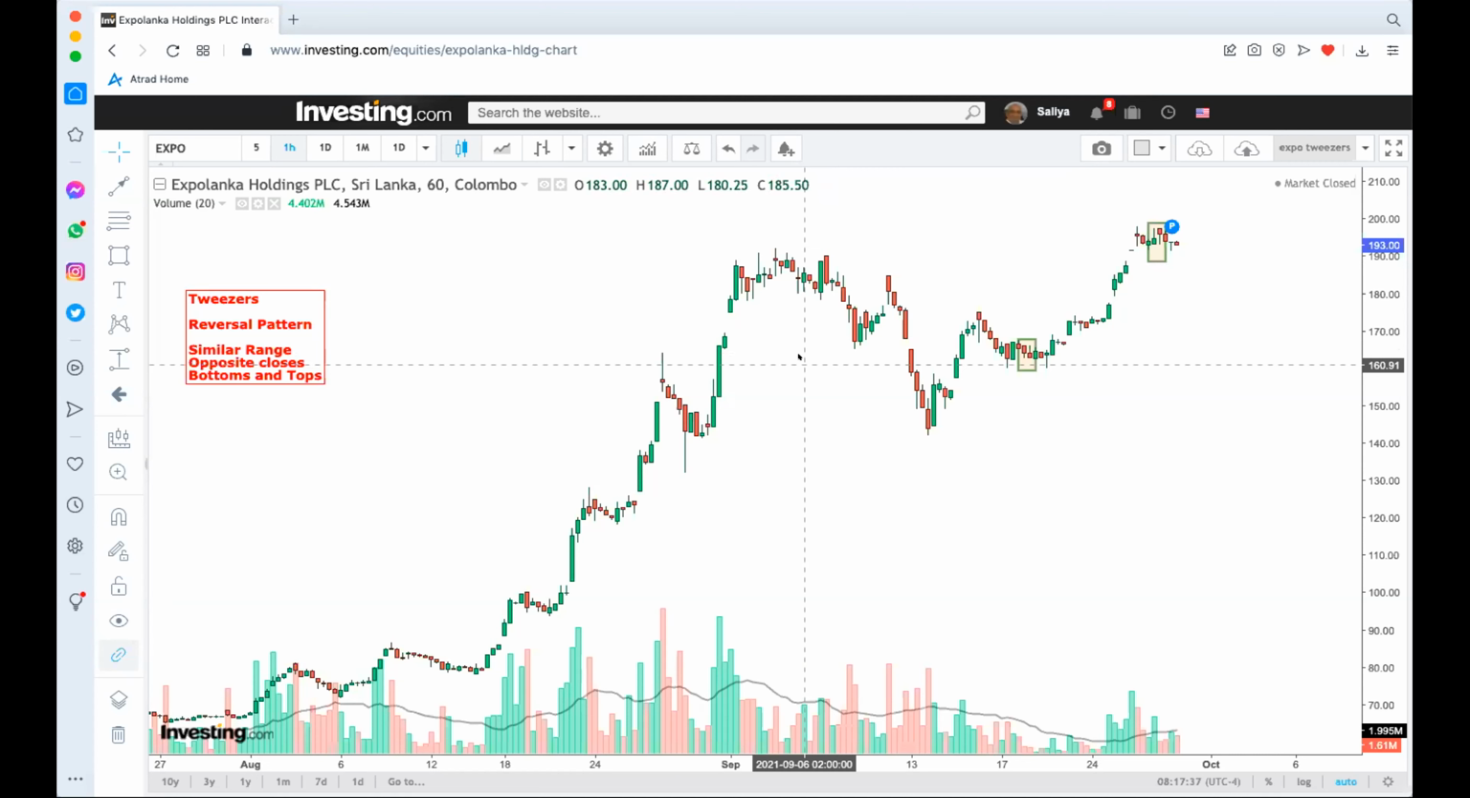The tweezer bottoms need to see a breakout above the resistance level of those tweezer ranges. The tweezer top has to see a breakout below the support of the range of the two candles. Then only we will see that. And in the meantime, you will also see tweezers in between a wave.